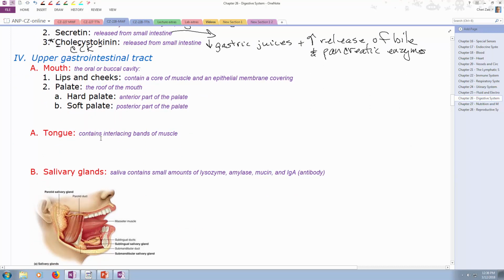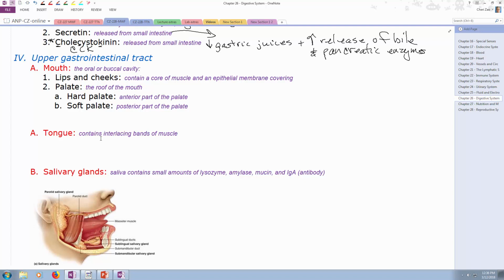Moving now into the gastrointestinal tract. We're into the oral or buccal cavity, which we refer to as the mouth. We need our lips to help us with ingestion, and then cheeks to also help us to retain the contents that we've ingested. So lips and cheeks are actually a very important component for ingestion. We have a core of muscle that is going to be inside this epithelial membrane covering, which you know is stratified squamous epithelium. And the muscle is going to be under voluntary control. So this core of muscle is actually skeletal muscle.